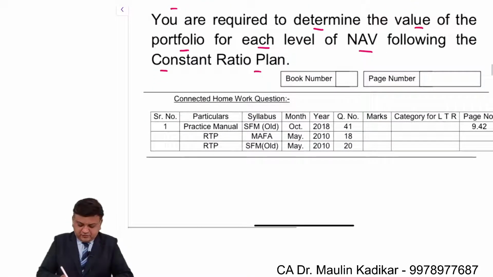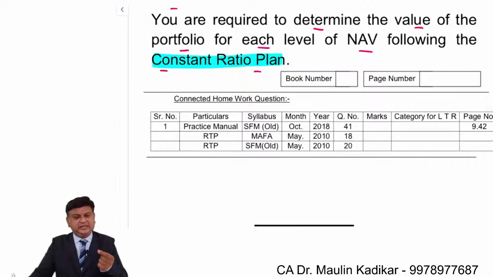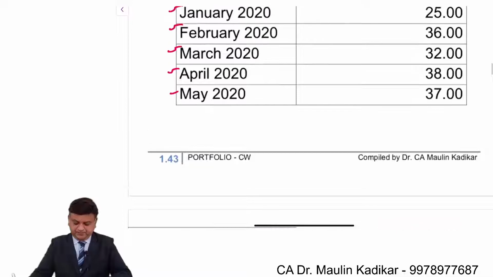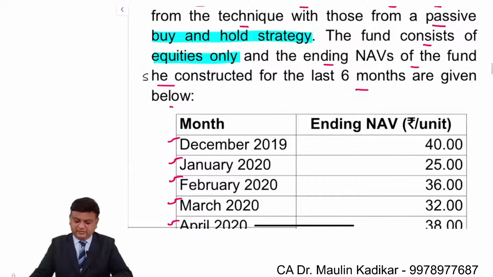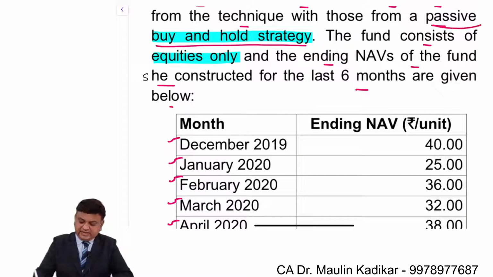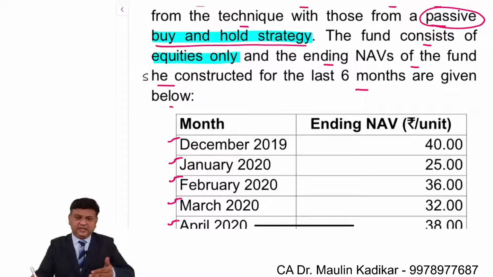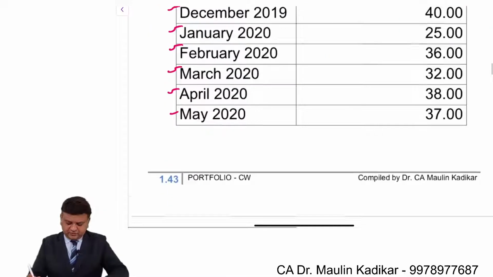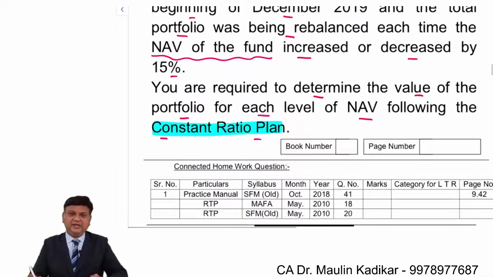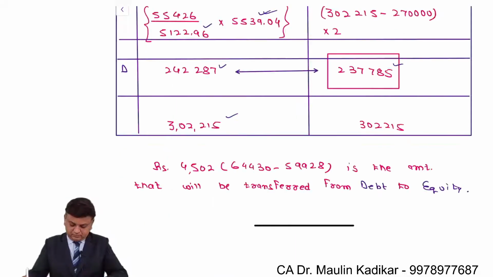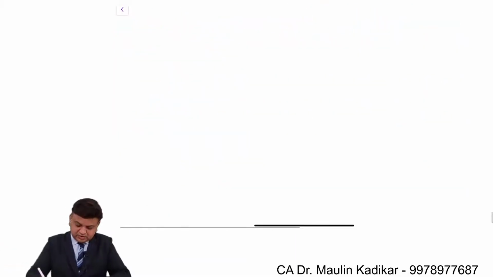We are following, first of all, the constant ratio plan. What is the constant ratio plan? That is also what I'm explaining to you. Along with that, you have been provided with information about the buy and hold strategy. It is a passive strategy. What does that mean? That is also what I'm explaining in the coming portion. But first of all, we are preparing a working note for the constant ratio plan. So write down the heading: constant ratio plan.